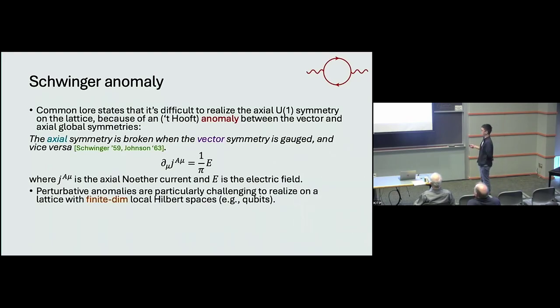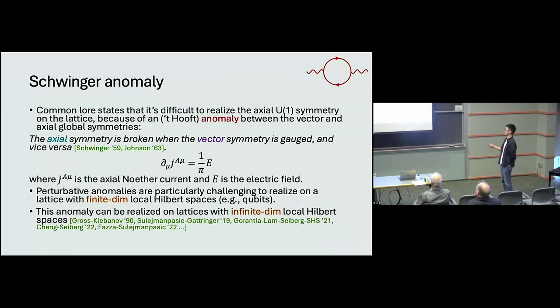This kind of perturbative anomaly, by which I mean anomalies that can be captured by a perturbative Feynman diagram, is particularly challenging to realize on the lattice, especially with finite-dimensional local Hilbert spaces, which is our case here. In our lattice setup, we have a qubit on every site. For finite L, it's a finite-dimensional Hilbert space. Having said that, this anomaly has been realized on lattices where the local Hilbert space is infinite-dimensional.